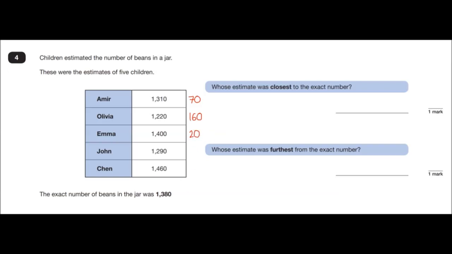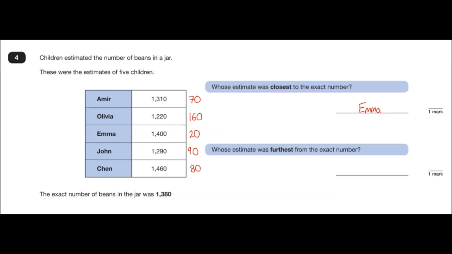Moving on to John, he guessed that there were 1,290 beans in the jar, and that is 90 away from our exact number. And finally, Chen guessed there were 1,460 beans in the jar, which is 80 away from our exact number. Therefore, the estimate closest to the exact number will be Emma's, because her guess was only 20 away from the exact number of beans in the jar. So we'll write Emma up there. So we were basically just looking for the smallest number from those which we'd just written.